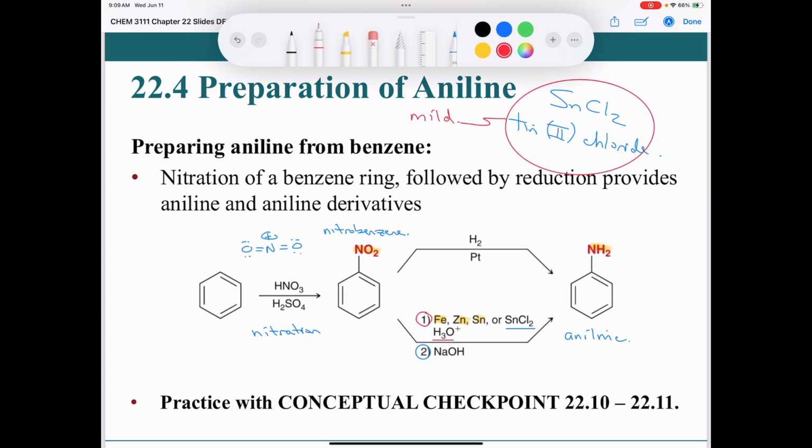But it doesn't reduce something like the carbonyl of an aldehyde at the same time, again, because it's a mild reducing agent. Whereas if you treated the molecule with hydrogen gas, that would just reduce everything. So it's just a more mild method of nitro reduction down to your amine.